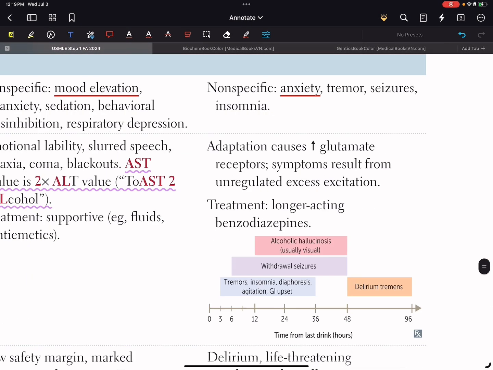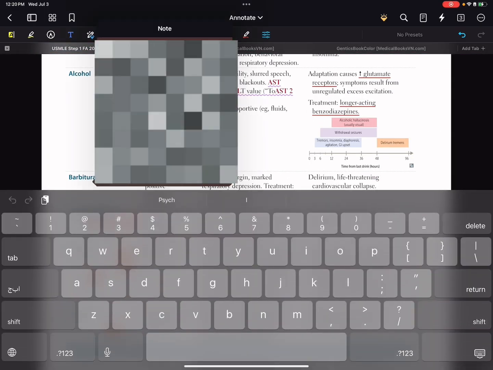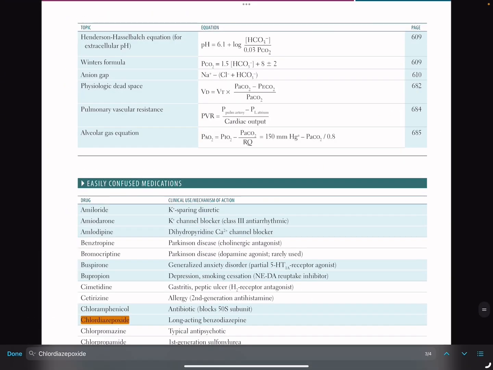Withdrawal is due to adaptation, which increases glutamate receptors. Symptoms result from unregulated excess excitation. Treatment is a long-acting benzodiazepine, as in this question here. Chlordiazepoxide is a long-acting benzodiazepine for the treatment of alcohol withdrawal, and diazepam is long-acting.